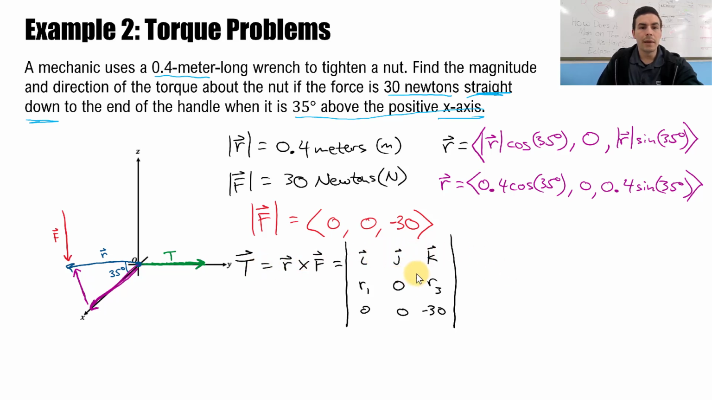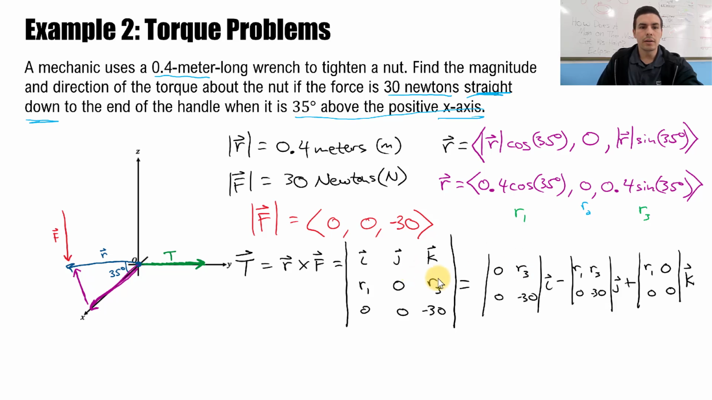So we've got our matrix set up, and I went ahead and instead of plugging this in, I just put r1 and r3. r2 would be here, right? But that's just 0, so I just plugged in 0. And then for my f components, I have 0, 0, negative 30. So then we can go ahead and take the determinant of our matrix here, which looks like this, and we have a lot of zeros in here, which makes sense, right?